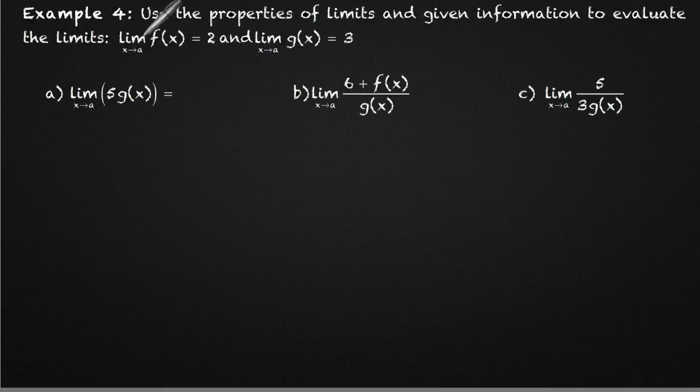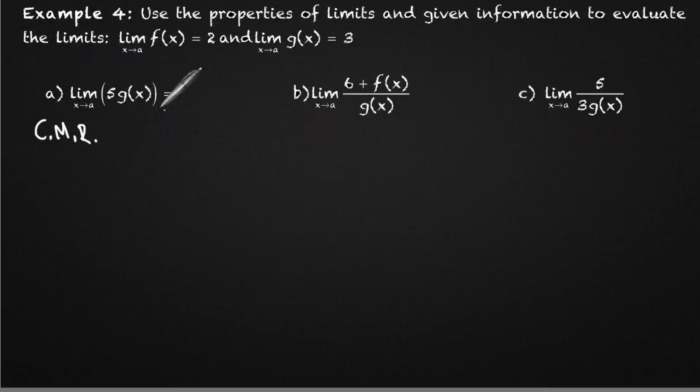Okay, let's say we have the limit as x approaches a of some random function f of x, and we're going to call that 2. And the limit as x approaches a of some g of x, we're going to call that 3. So part A is pretty simple. We can see that there is a constant in front of the function, so we can use what's called the constant multiple rule, which is what we stated in the table above.